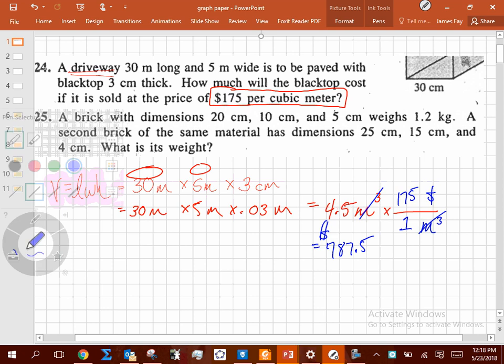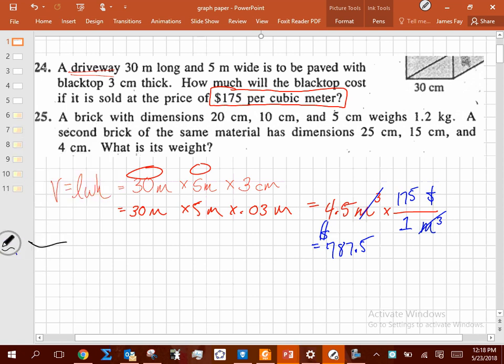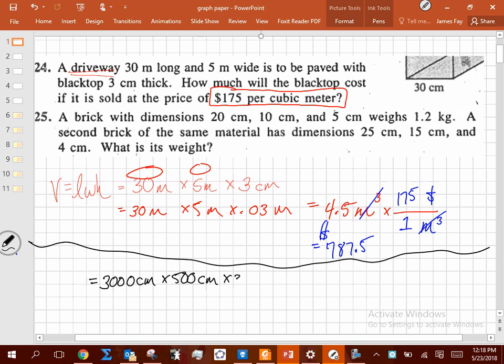Like I was saying, and I'm going to go through this quickly, if you're a person that neglected the rate here, and you changed everything into centimeters, you would have gone 3,000 centimeters times 500 centimeters times 3 centimeters, okay? And that's going to give you 3 times 5 times 3 is 45. You got 1, 2, 3, 4, 5 zeros. You would get that number, right? And that would be centimeters cubed.